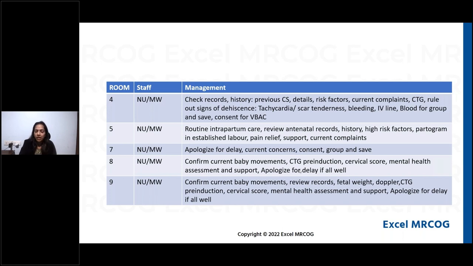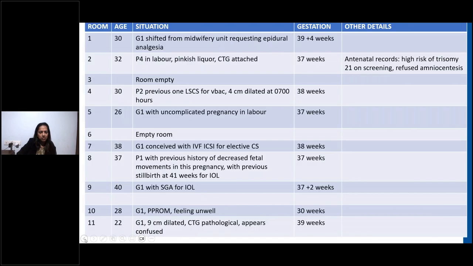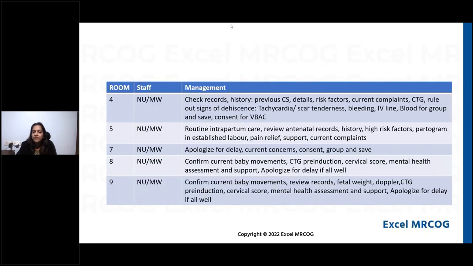Okay. Then room number 9 was, one second, let me check what was room number 9. Okay, room number 9 is again a patient who is primy and she is having a small baby and she's waiting for induction of labor. So what you're going to do in room number 9, basically you're going to confirm current baby movements because again she's small, review records, weight, Doppler, cervical score, apologize for the delay and consider induction.